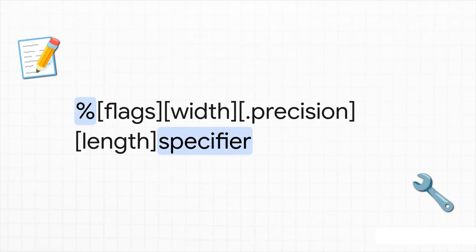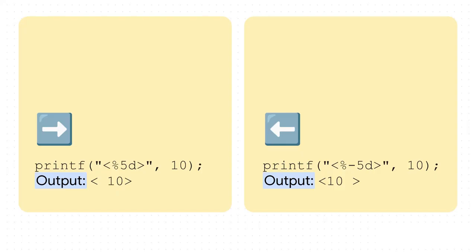Whoa, okay, I know this looks a little scary, but don't panic. This is just the full, formal structure of a format specifier. All those bits in the middle, the flags, width, and precision, they're all optional. You just add them between the percent sign and the final letter to get more control. We're just going to break down a couple of the most useful ones.